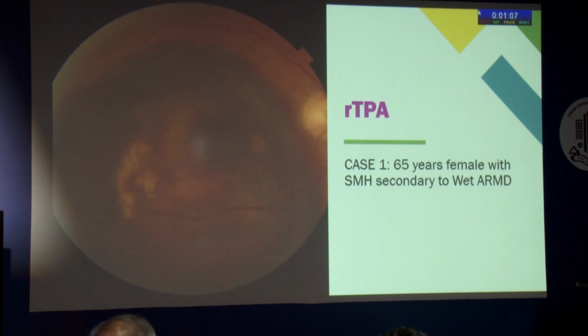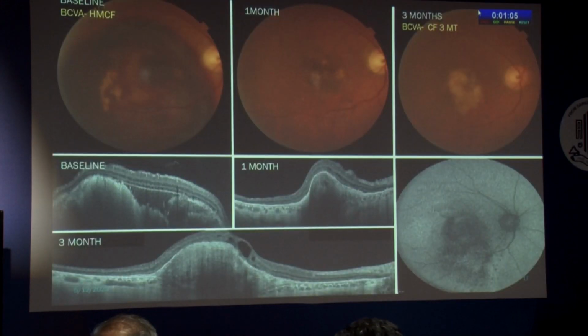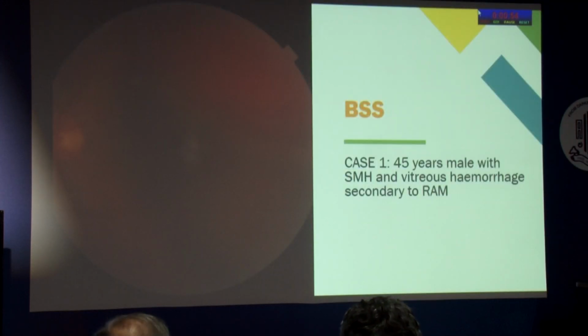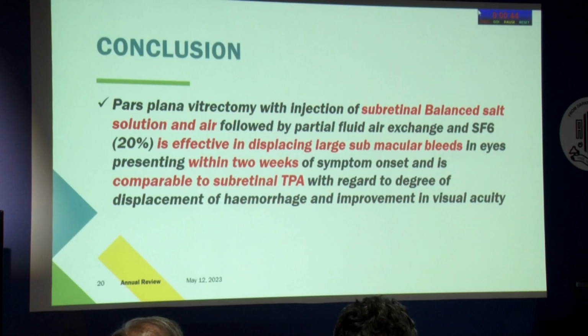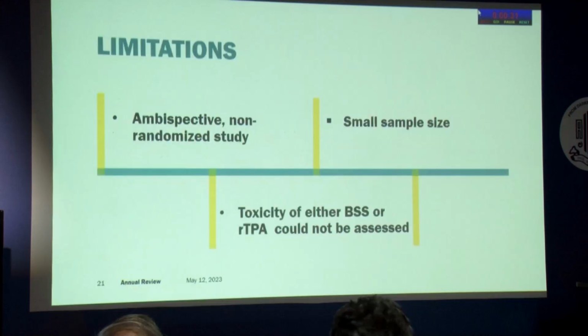Coming to the case example from Group A, this was a female with wet ARMD. We can see that there was displacement of the submacular hemorrhage. However, the visual acuity remained guarded due to the subfoveal scar. And this is a case example of a patient from the BSS group. We can see here that the submacular hemorrhage has been displaced, and the visual acuity has improved from hand motion to 6/18. To conclude, PPV with injection of subretinal BSS and air is effective in displacing large submacular bleeds in patients presenting within 2 weeks of symptoms and is comparable to TPA.